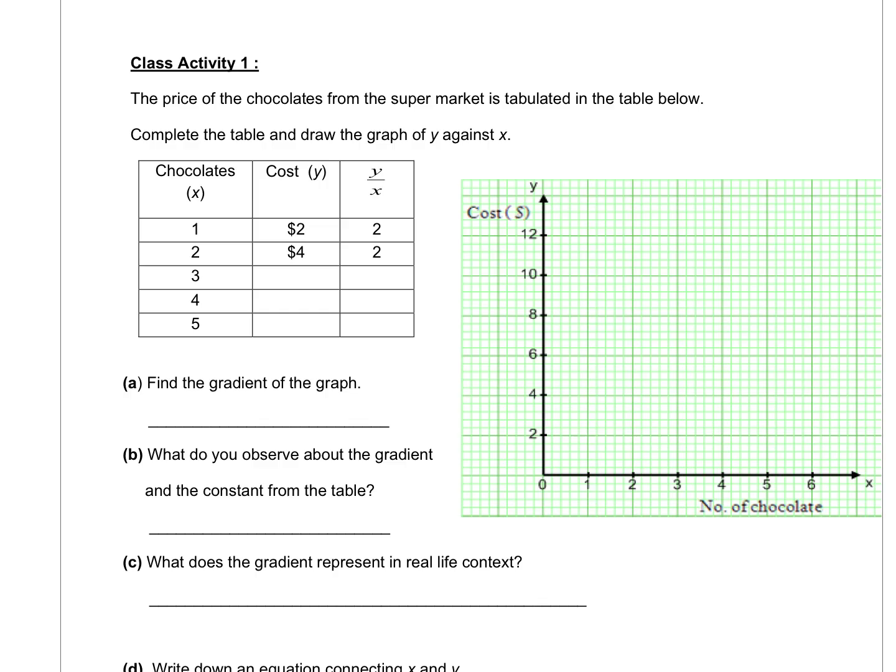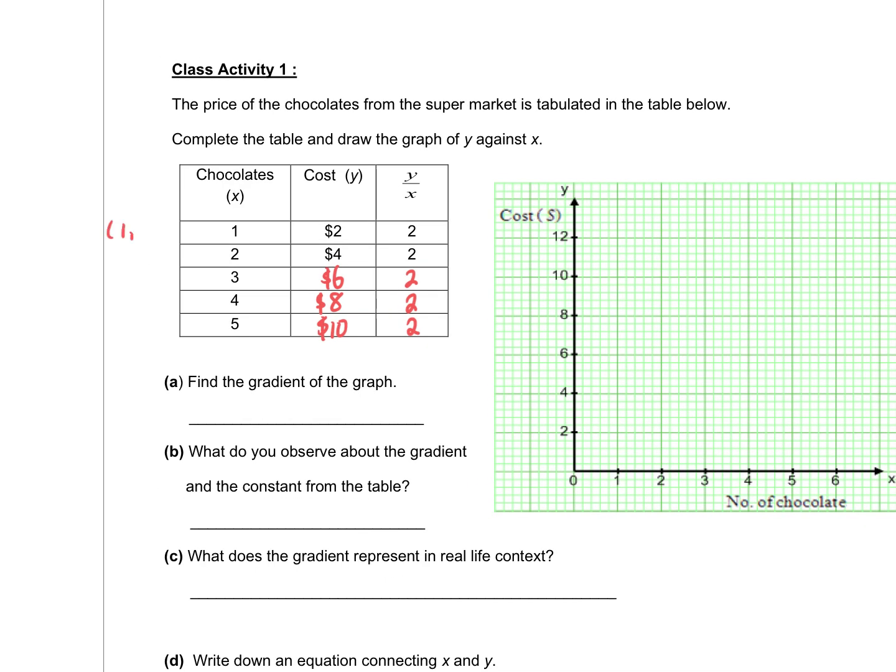So if one chocolate is $2, 2 chocolates is 4, 3 is 6, 4 is 8, 5 is 10. This one is easy. So that means this one is always 2. So if I plot them out, remember it's always x followed by y. So 1, 2, 2, 4, 3, 6, 4, 8, and 5, 10. Put the ruler through, draw the linear relationship.